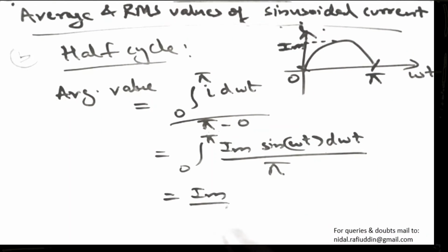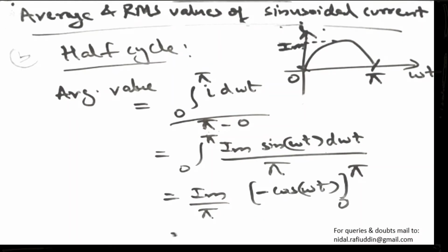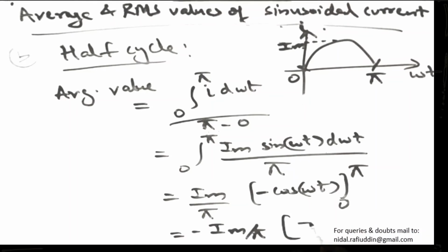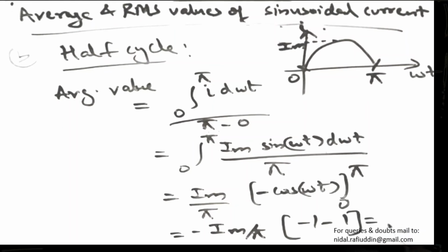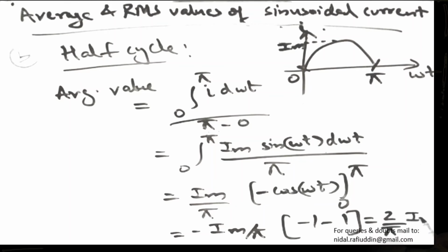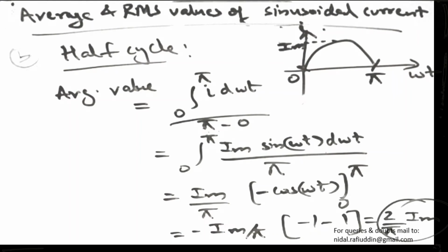Im by pi comes outside, and what we are left with is minus cos omega t, and the limit is taken from 0 to pi. Now if we take this minus outside, Im by pi, and cos of pi is minus 1, minus cos of 0 is 1. So the average value for half cycle comes out to be 2 by pi Im. So this is the average value for a half sine wave.